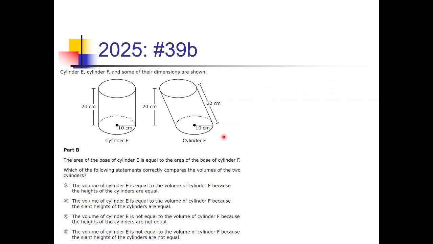For part B, they're telling us the area of the base of cylinder E and cylinder F are the same total area, and they want to know which statement correctly compares the volumes of the two cylinders. So we've got them being equal or not equal. That's one way of splitting the answer choices. And in all of these, they're talking about it being equal or not equal because the heights are equal or because the slant heights are equal or not equal.